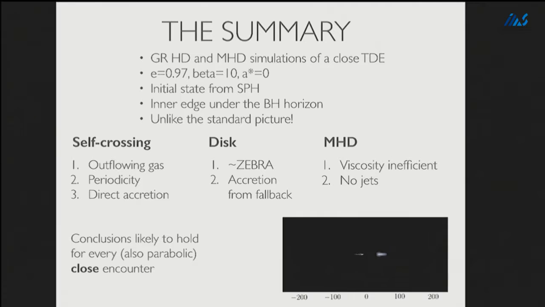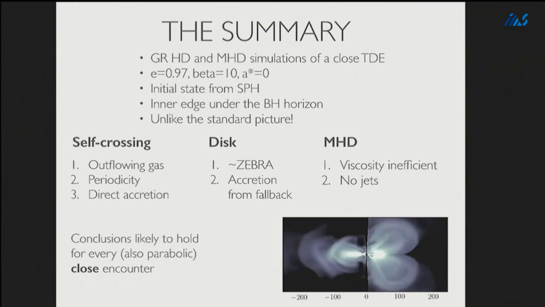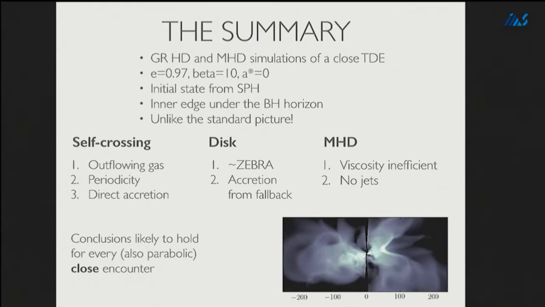The summary slide. So I performed a hydro and MHD simulation of a close encounter with elliptical orbit. The initial state comes from an SPH simulation. We resolve the horizon, and what we find is definitely not the standard picture. We have outflows, we have periodicity, we have direct accretion initially, but later on we have a weakly bound torus of gas, and the accretion only from the feedback.